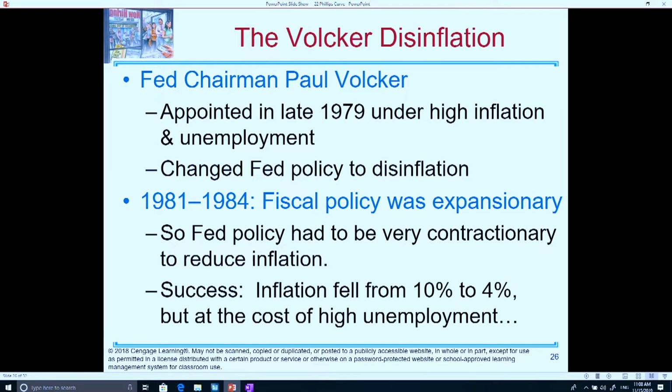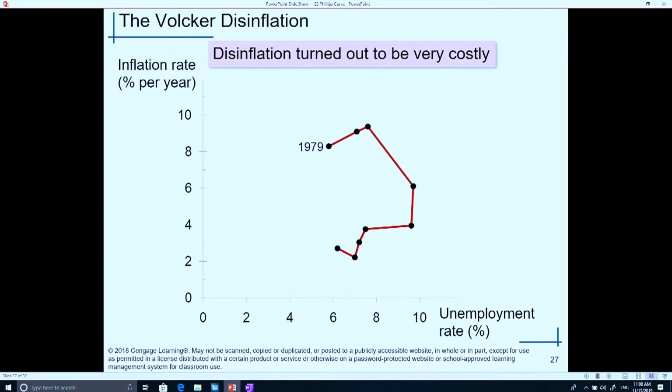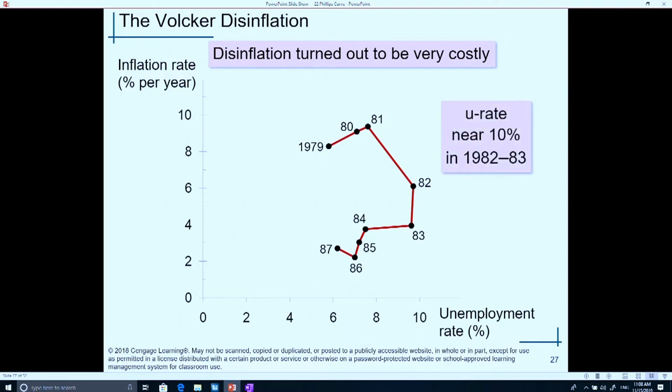Because of the expansionary fiscal policy, the Federal Reserve had to be very contractionary in its money supply in order to reduce inflation. And they were successful. The inflation rate fell from 10% down to 4%, but it had a tremendous cost of unemployment. And here we can see what happened. So 79 to 81, we have the negative supply shock. Between 81 and 82, the inflation rate fell dramatically.